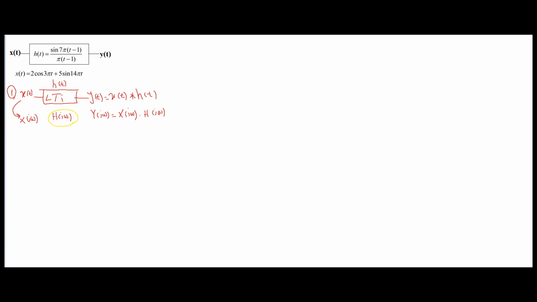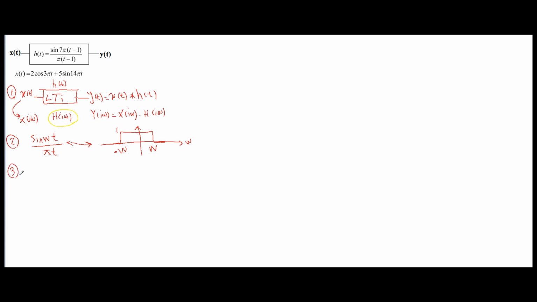We also call H of j omega the frequency response of the system, and it plays a very important role in solving this problem. The second point is the Fourier transform of sine of omega t divided by pi t, which we derived in previous videos, is a rectangular pulse in the frequency domain. This pulse exists from minus omega to plus omega with an amplitude of 1.